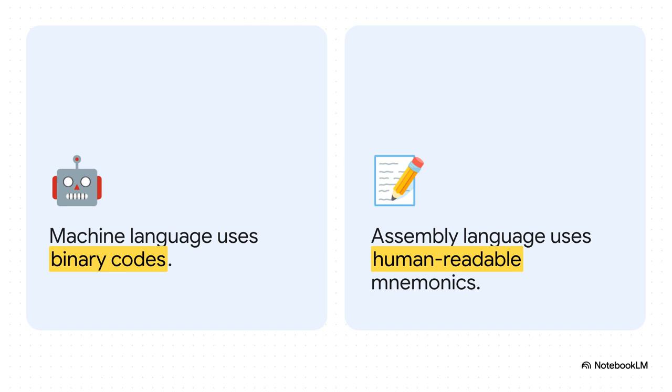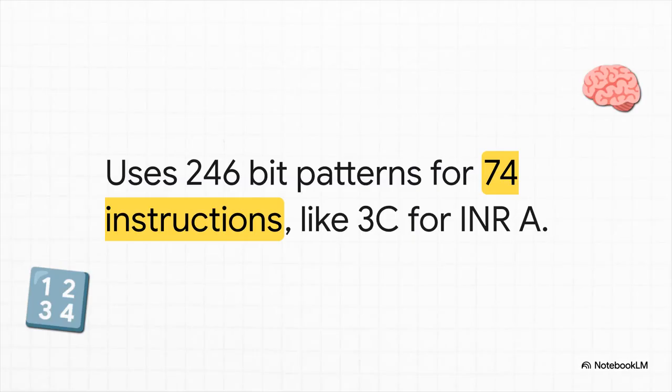Although it is super important to note that these languages are completely dependent on the specific hardware. You literally cannot take 8085 assembly language and just run it on a totally different chip. It won't know what to do with it. A perfect example brilliantly illustrates how that translation works. The 8085 uses 246 unique bit patterns to form 74 distinct instructions.